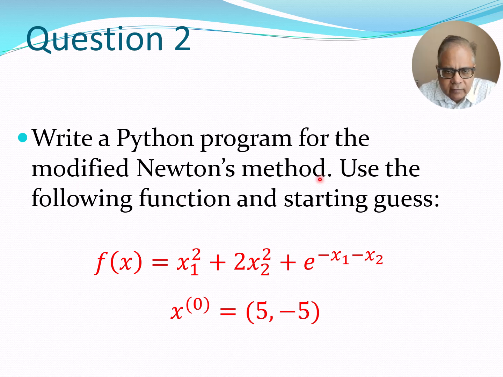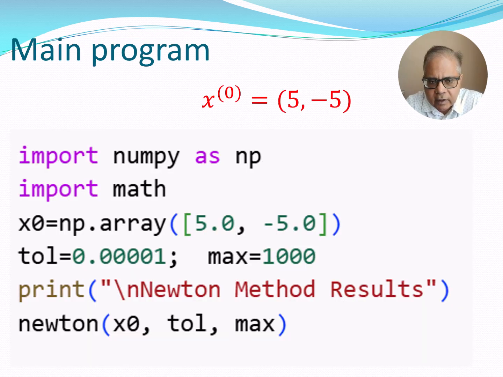Let's now look at the modified Newton method where we are going to use the one-dimensional step size. All the remaining things remain same. So all I need to do is look at the main program and the Newton function and modify it so that I use the one-dimensional search. So again, the main program remains exactly as before. So I import NumPy, I give the starting point 5, minus 5. I have the tolerance as a small number, max at 1000. And I essentially invoke the Newton function with x0, tol and max, and I print Newton method results.